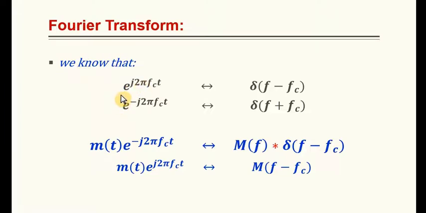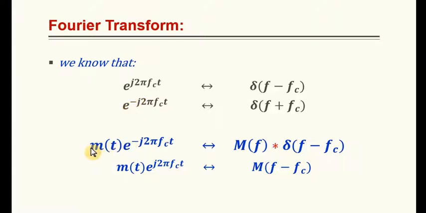We know that e raised to j 2 pi fc t is the time domain for the complex exponential signal. The Fourier transform for e raised to j 2 pi fc t is delta of f minus fc. And if it is minus in the exponent, it will become plus. So the exponential is just a pulse centered at frequency fc, for the positive and negative frequency.